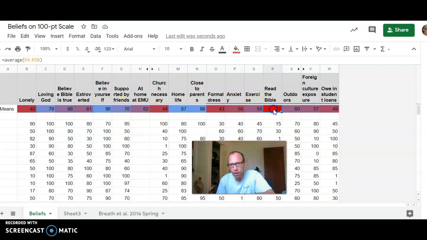So read the Bible. I noticed right away that that's extremely low. On average, on a scale of 1 to 100, these two classes read the Bible 21. So even though this is a Christian university, I can see that that's not really represented, at least in terms of how much the Bible is read. On the other hand, I can see that the average score for belief in a loving God is 79. So there's probably some disconnect between people's beliefs and at least how they express that in terms of reading the Bible.